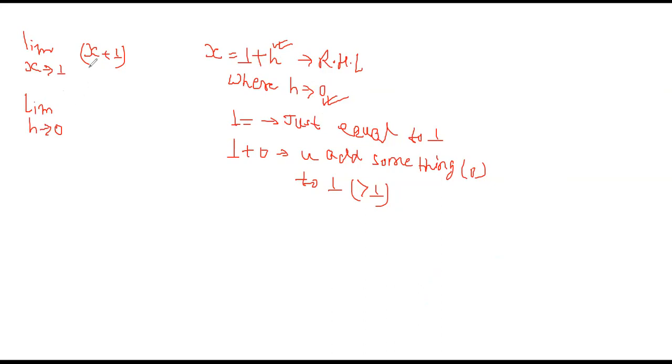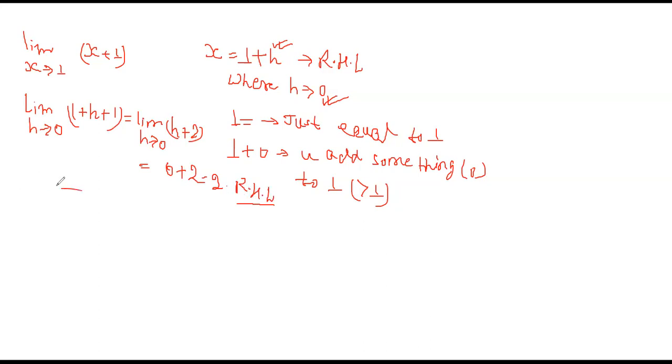And you will put x is equal to 1 plus h. Then it will be limit h tends to 0, h plus 2. Now, when you put h is equal to 0, then it will be 0 plus 2 is equal to 2. This is RHL. Okay?